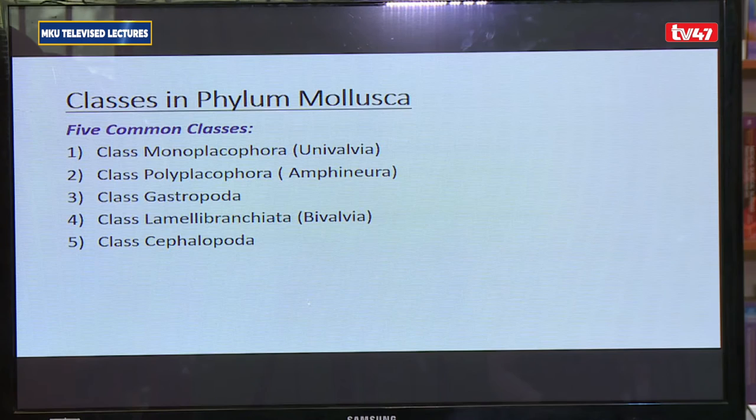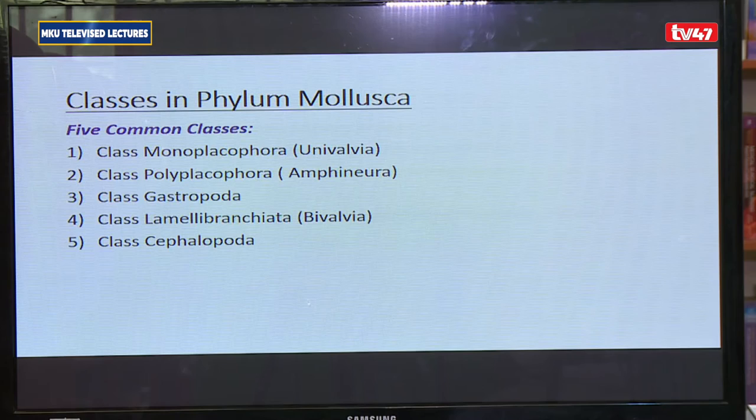Mollusks in class Bivalvia have a shell that is divided into two equal halves, which is why we also refer to it as Bivalvia. For them, the foot is greatly reduced.